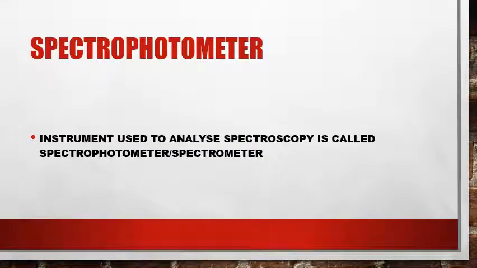After understanding the types of spectroscopy, now we should learn what a spectrophotometer is. The spectrophotometer, which is also called a spectrometer, is an instrument used to analyze spectroscopy. The different types of spectroscopy, like absorption spectroscopy and emission spectroscopy, we can study by using the instrument called a spectrophotometer.